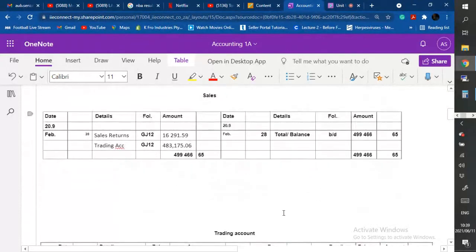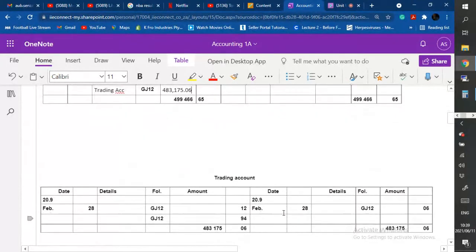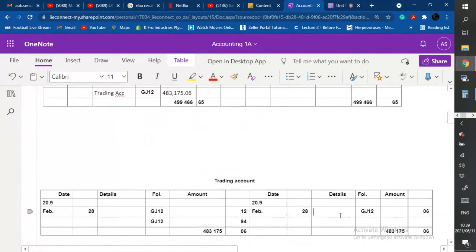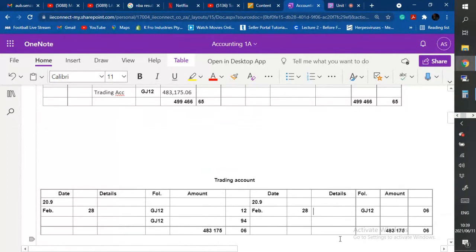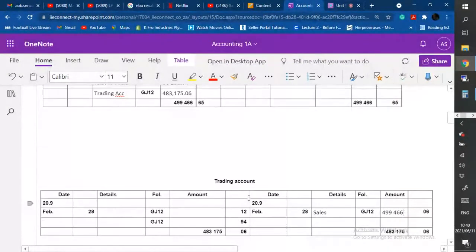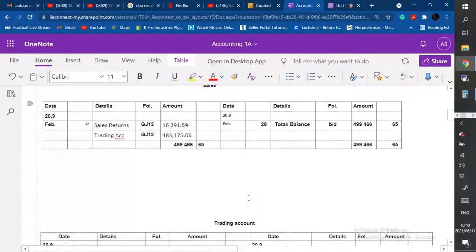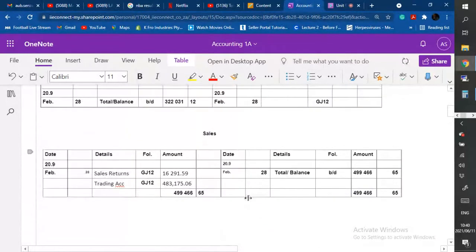Then we go to the trading account. Again, can you see the double entry? There we debited. So here, what are we doing? We are crediting. So here we're going to say sales. This is why I was saying yesterday, if your debit and credit is not on point, you're going to have some problems here. You need to make sure it is on point. So we finished with the first part of step 2.